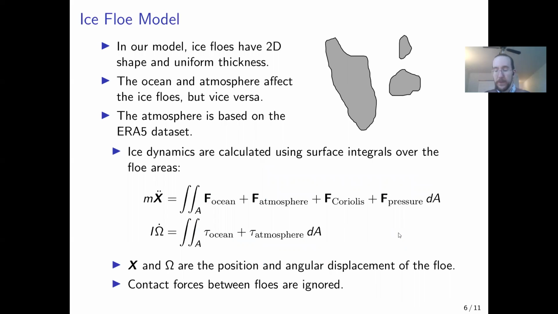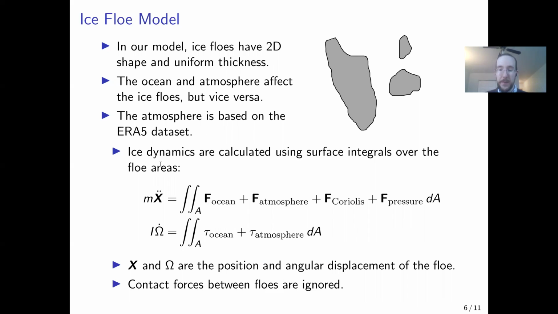Right, and to briefly go over the rest of the model, so that takes care of the ocean, is we have this approximate model for our forecast model. The atmosphere is based on the ERA5 reanalysis data set, so it's a purely data-driven model. Of course, in the future, we can add a more sophisticated atmospheric model here. But for now, it's a stochastic model based on reanalysis data.